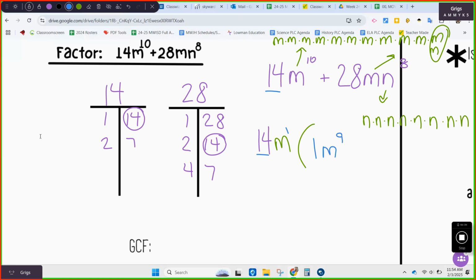Alright. 28 divided by 14. 2? Yeah. Y'all agree with Emmy? Yeah. Now m to the 1 minus m to the 1 is 0. Do I show it? No. Okay. What about the n to the 8? What happens to that? It just stays.